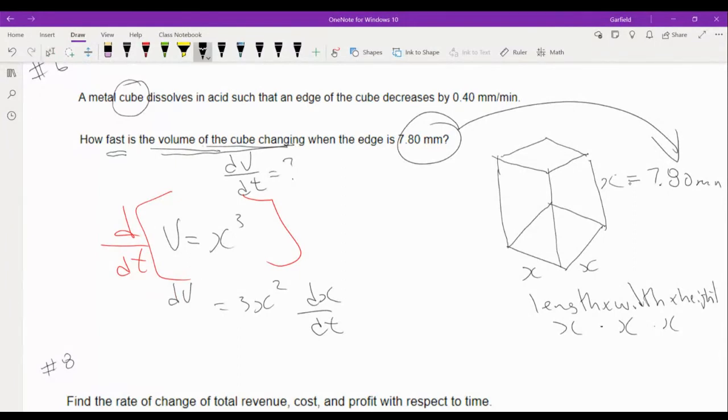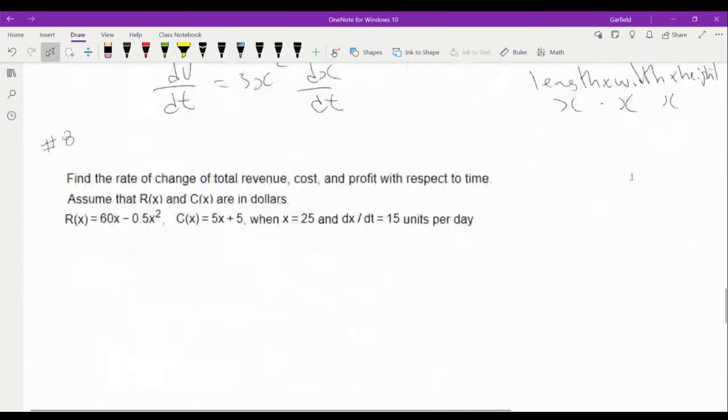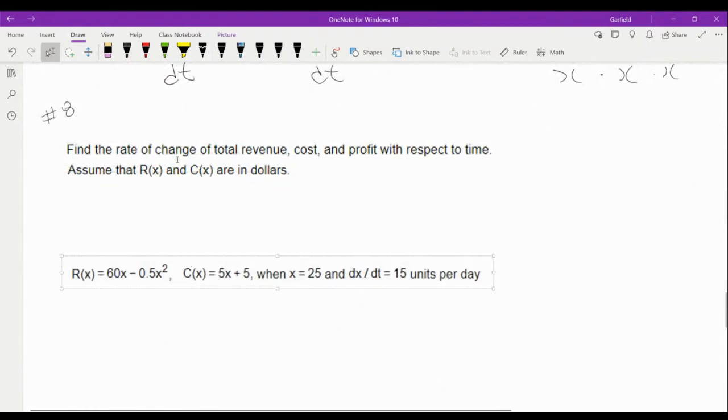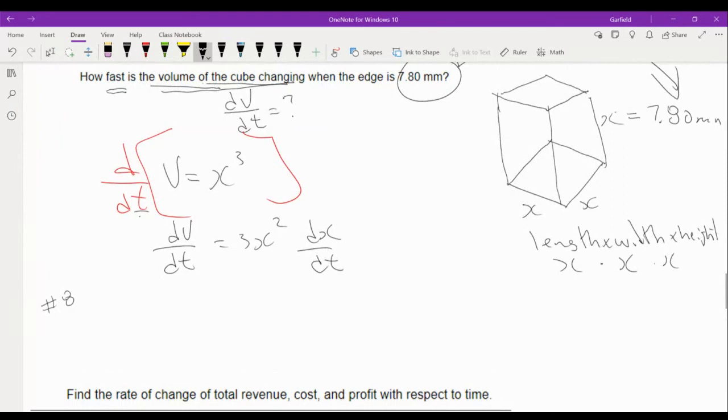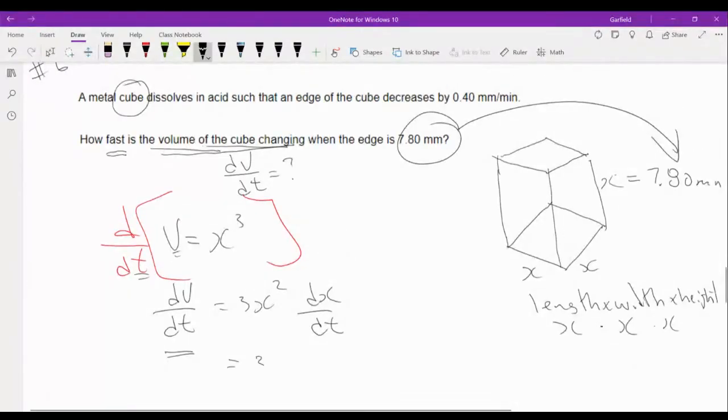dV by dt. The variables are different, so we will have that dV by dt and dx by dt in there. And since we're solving for this, it's just a matter of substitution now. So it's going to be 3 times x, which is 7.80 squared, times dx by dt. And this is our dx by dt.